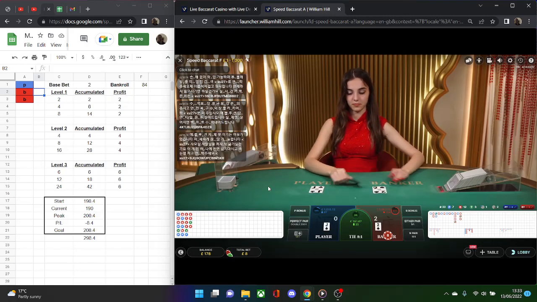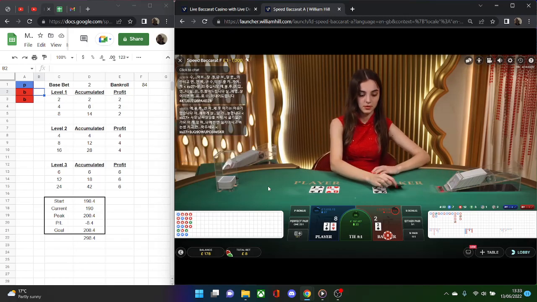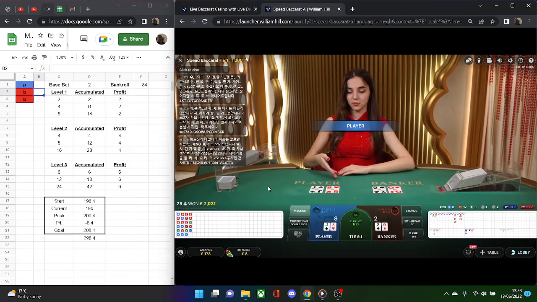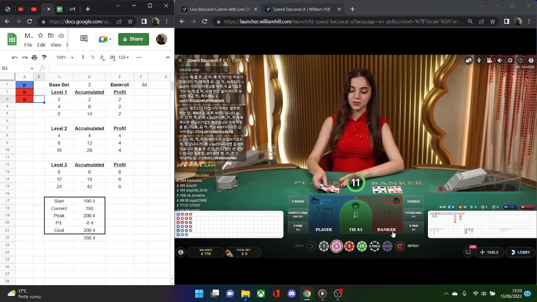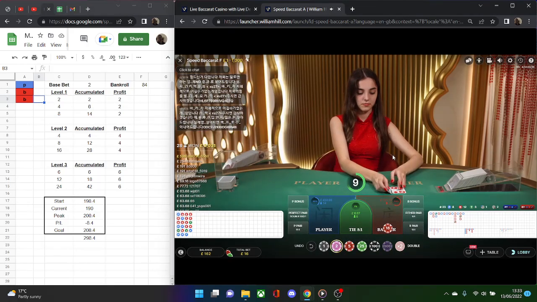Come on then, banker. Let's see ya. Oh, not an eight. We need something good. We didn't get it. Okay then, level two, bet three, £16 on banker.